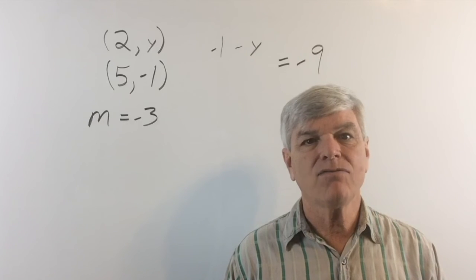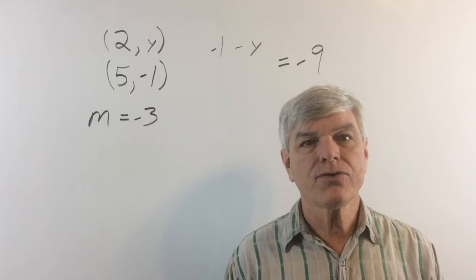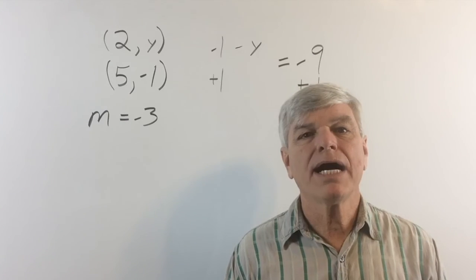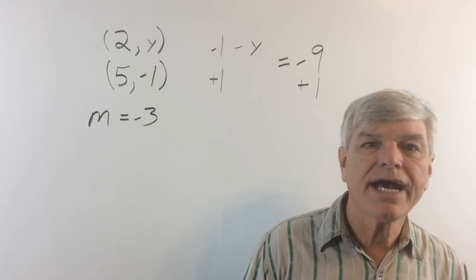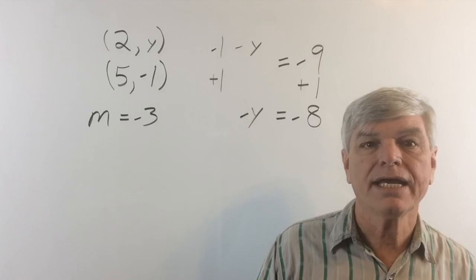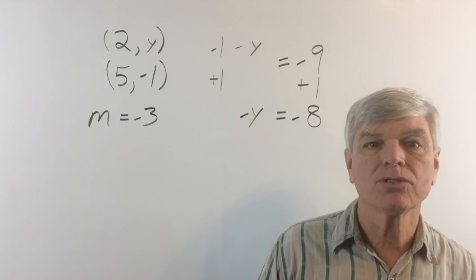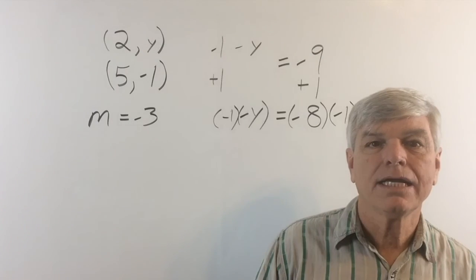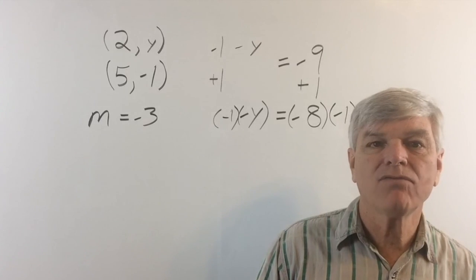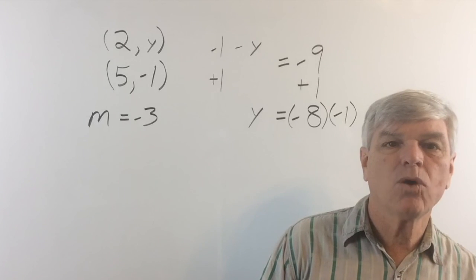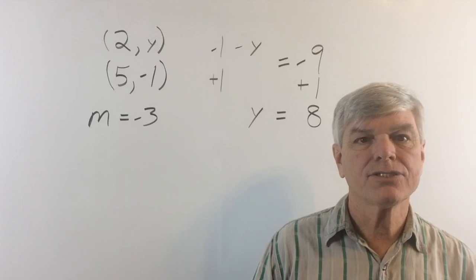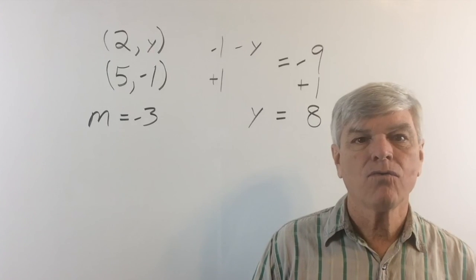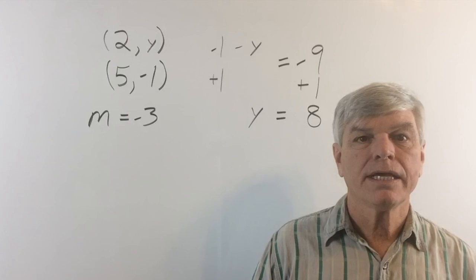Let's bring that -1 over to the other side by adding +1 to each side. Let's bring all that down. And -y equals -8. Let's multiply both sides by -1. -1 times -y is +y. And -8 times -1 is +8. And so the value for y in that first point is 8.